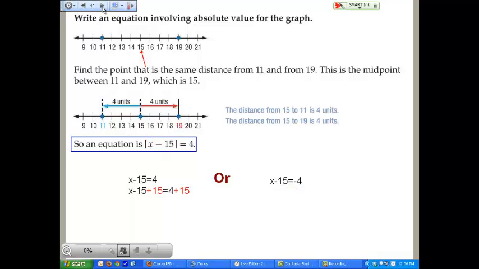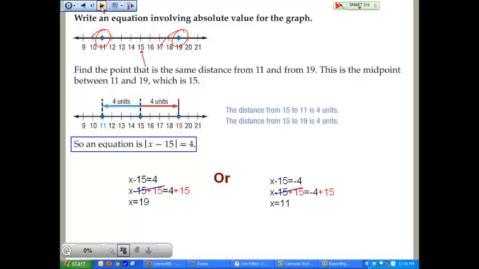That step, of course, would be the addition property of equality, adding 15 to both sides. The 15s on the left would cancel each other out, leaving x equals 19. Hey, there's that point we started off with. Or we could add 15 to both sides of the other one, it cancels out, and we get x equals 11. Hey, there's the other point we started out with. See how that works? Easy to do these things.